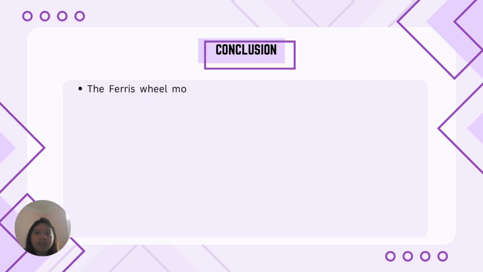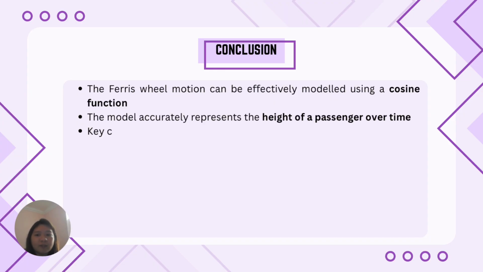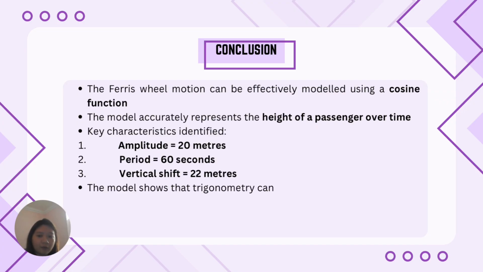In conclusion, the motion of the Ferris wheel can be effectively modeled using a cosine function. This model accurately represents how the height of a passenger changes over time in a continuous and periodic manner. From the model, we can identify several characteristics. The amplitude is 20 meters, which represents the radius of the wheel. The period is 60 seconds, meaning the wheel completes one full rotation in 1 minute. The vertical shift is 22 meters, which represents the height of the center of the wheel above the ground.